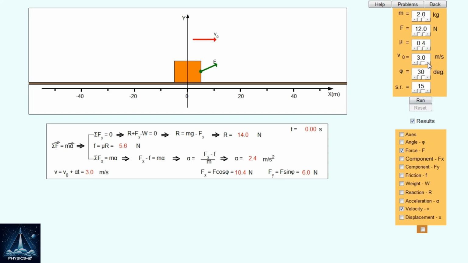The parameter v0 indicates the initial velocity of the object. The parameter φ denotes the angle formed between the direction of the force F and the horizontal plane. The parameter SR, simulation rate, indicates the rate of the motion simulation.